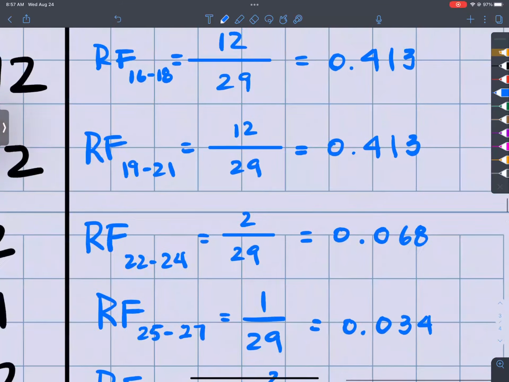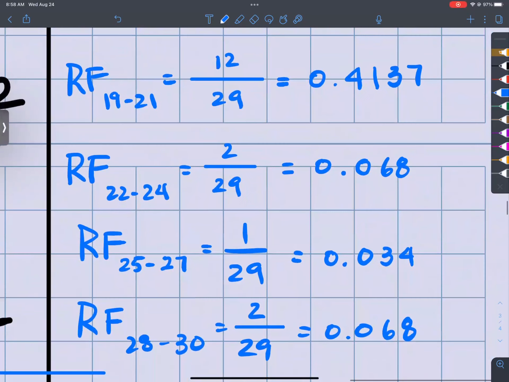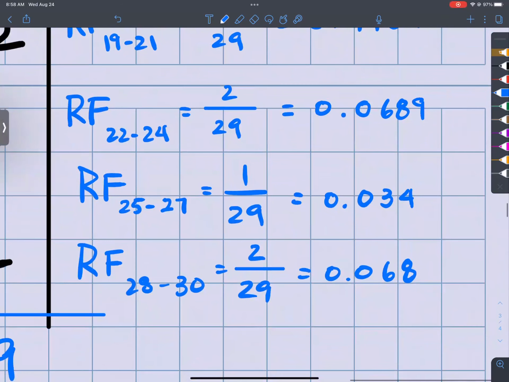So 0.4137, 6.8, so that's 3.45. No, 3.44. No, 3.45, isn't it? Is that right? Is it 3.44, even with the rounding? Okay. And then 9 here.